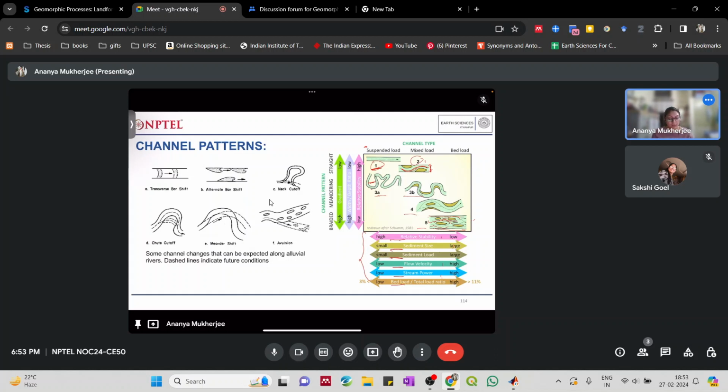So you can see that relative stability is higher for channels which have suspended load compared to when they have bed load, and the sediment size of the channel type that is governed by sediment load is also smaller than bed load channel types.